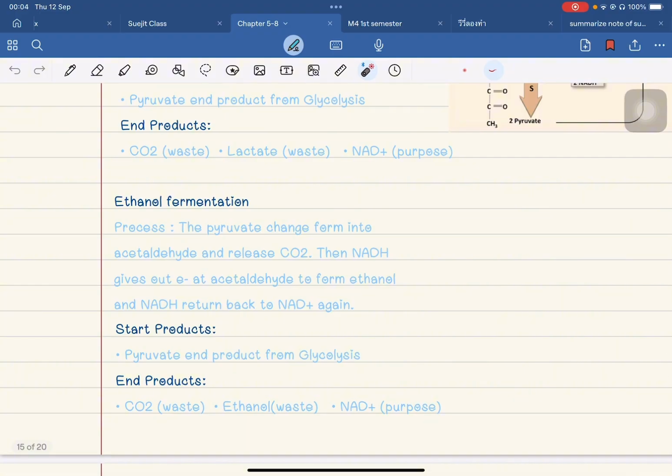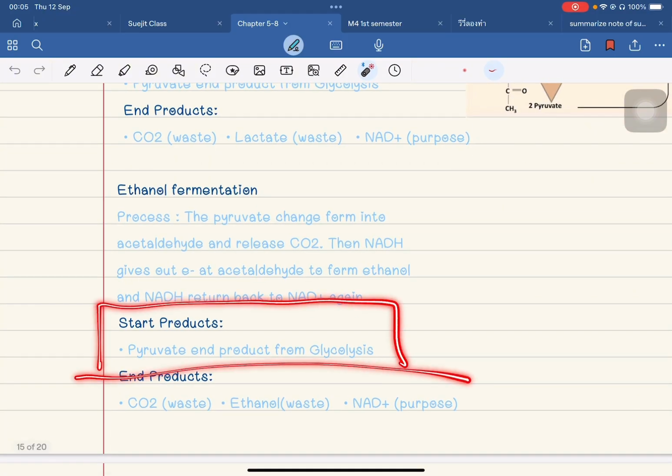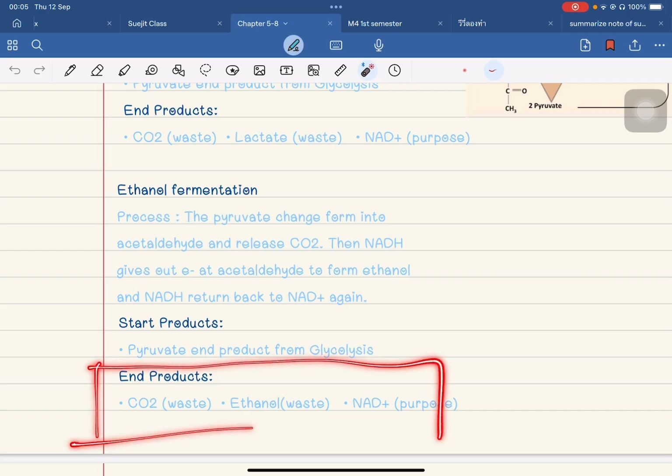Then the next one is ethanol fermentation. The process is that the pyruvate changes form into acetaldehyde, and they're gonna release carbon dioxide. Then NADH gives out the electrons to acetaldehyde to form ethanol. And the NADH is gonna return back into NAD+ again. So this is gonna be the start product, and this is gonna be the end product.